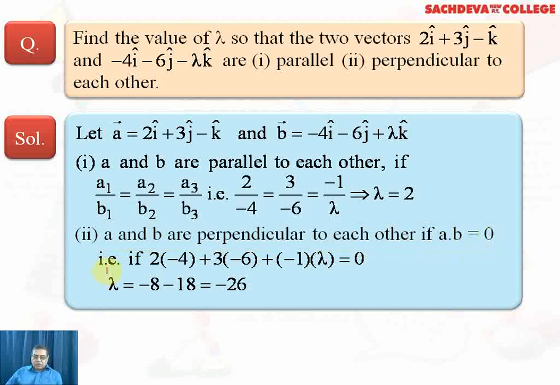So we have taken the two vectors and multiplied them. The two vectors are given to us, vector A and vector B. In order to multiply, we take the coefficients of i, the coefficients of j and the coefficients of k, and multiply them together. And the unknown lambda was found to be minus 26.